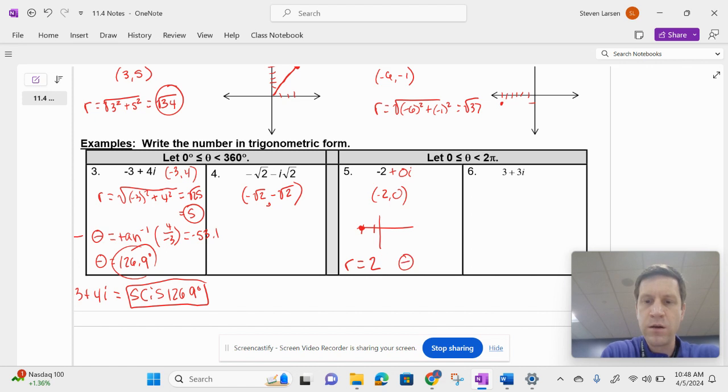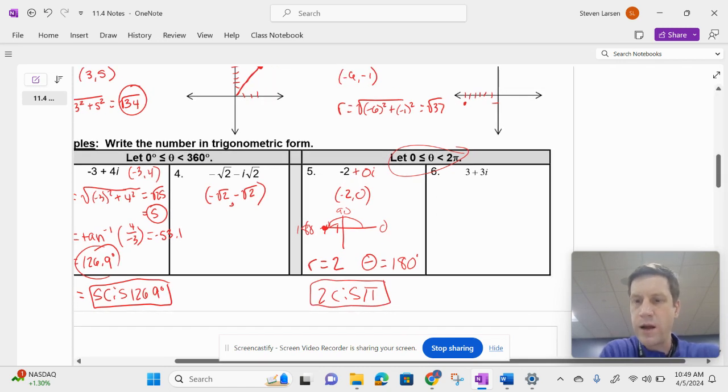Theta, don't think too hard. Remember, this is 0, 90, 180, right? So that angle is 180 degrees, straight to the left. So 2 times cis. Oh, you know what? We want this in radians, so that would be pi. 2 times cis of pi.